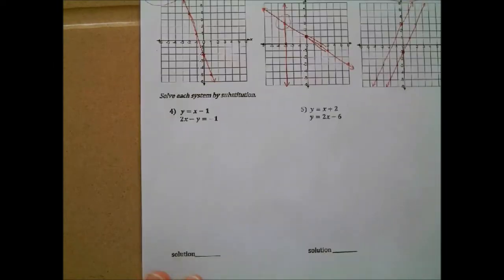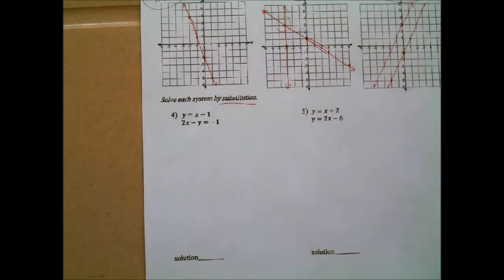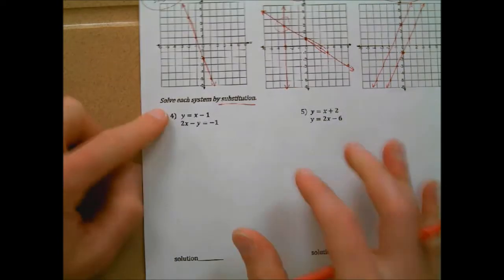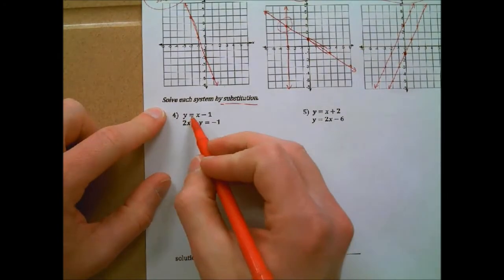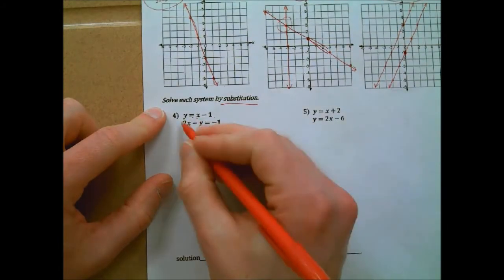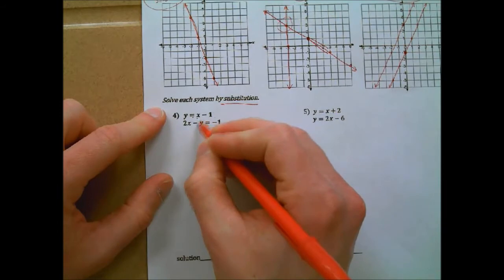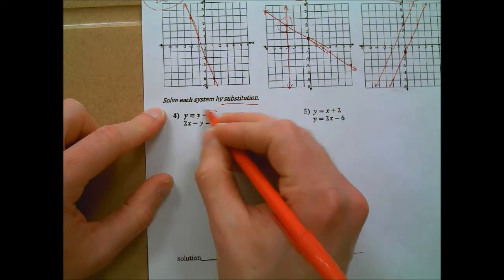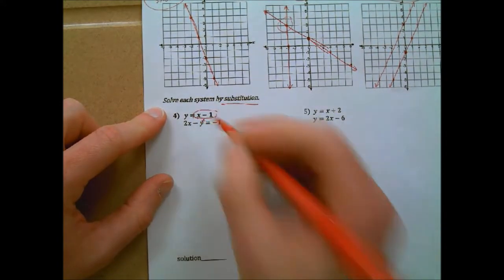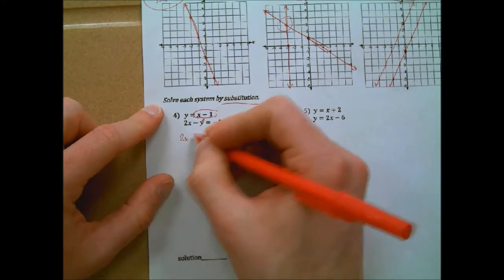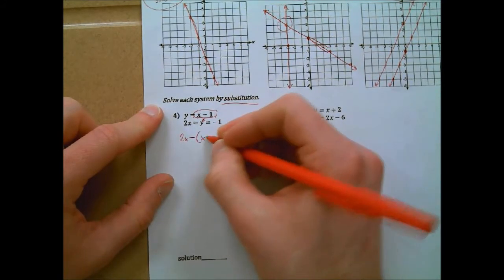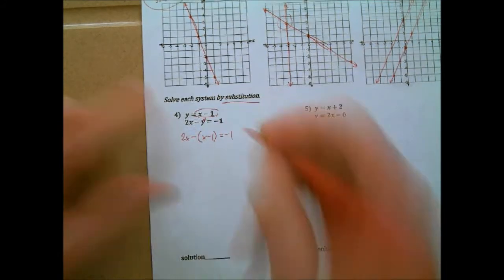Moving on to substitution now. Substitution, remember the goal here is to plug one equation into the other. Okay? Now, in this particular situation for number 4, you can see that we have y equals x minus 1. So wherever I have a y down here, which is right here, I can replace this y with this x minus 1. So x minus 1 is going to go right in here for the y. So we'll have 2x minus, and then parentheses, x minus 1 equals -1.